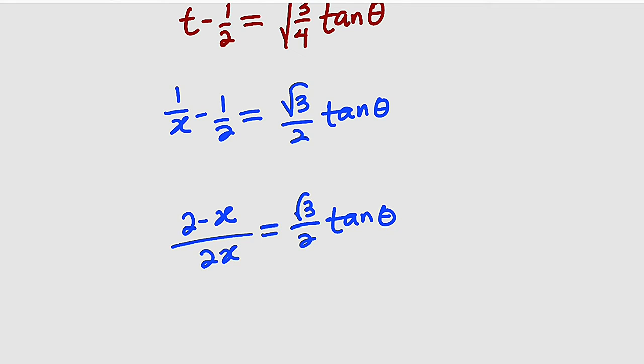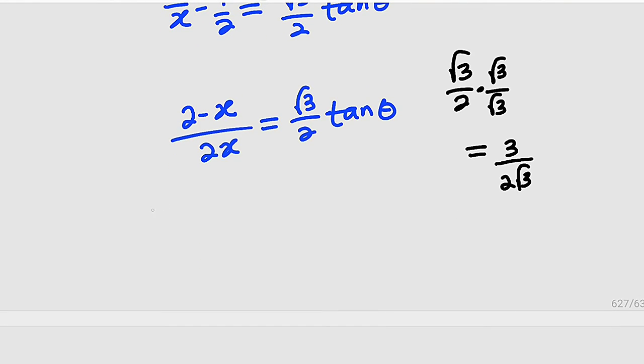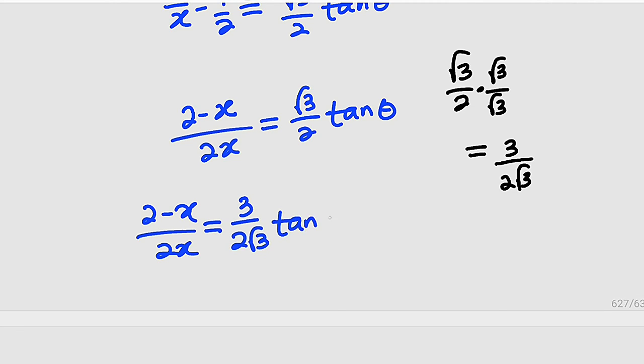I can write square root of 3 divided by 2 as what? 3 divided by 2 root 3 for a reason. If we multiply the top and the bottom by root 3, this is what I mean. If you have square root of 3 divided by 2, multiply the top and the bottom by square root of 3. To the top, you have square root of 9, which is 3. So this will give us 3 divided by 2 root 3. I'm doing this for a reason. You will see that very soon. So this is what? 2 minus x divided by 2x equal to 3 divided by 2 root 3 tangent of theta.